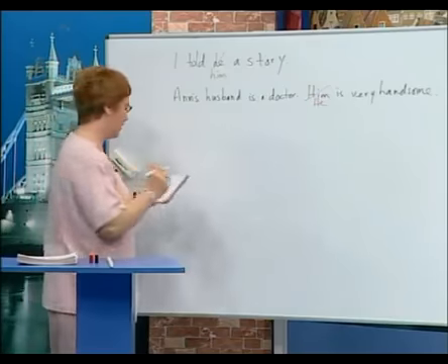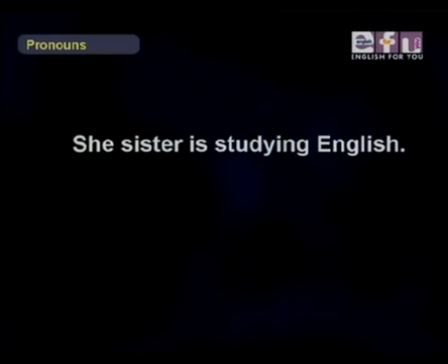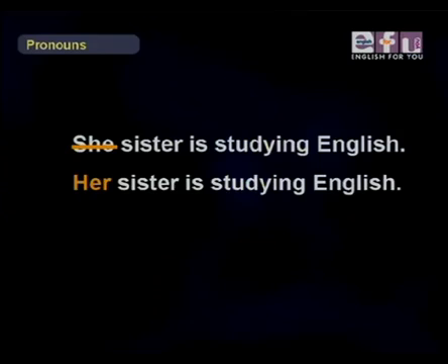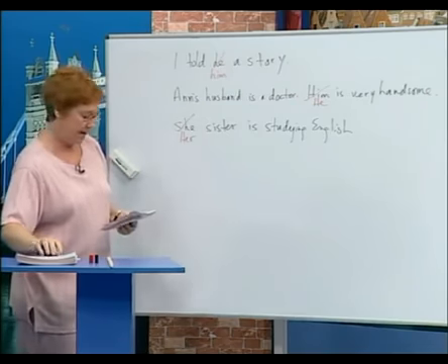Okay, Isabel, here's a wrong sentence for you. His sister is studying English. Now, this sentence is wrong. Please fix it. Okay. Her sister is studying English. Okay, all right. So we have to use her because we're using sister. This is possessive. All right.